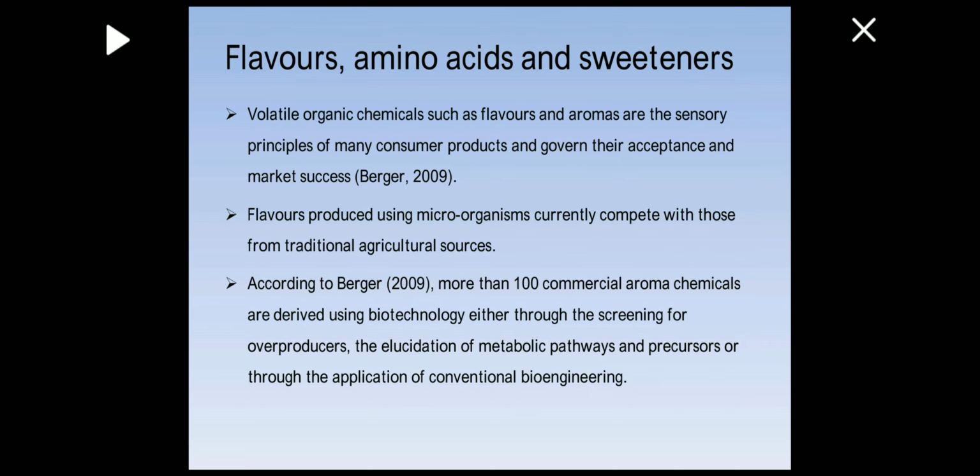So, flavors, amino acids, and sweeteners. For example, volatile organic chemicals such as flavors and aromas are the sensory principles of many consumer products and govern their acceptance and market success.